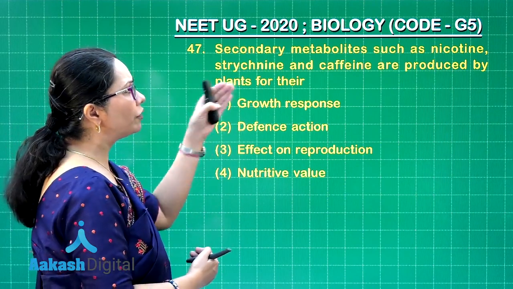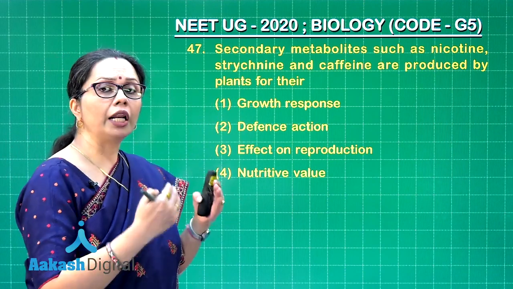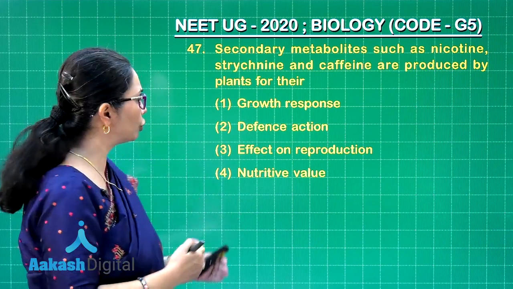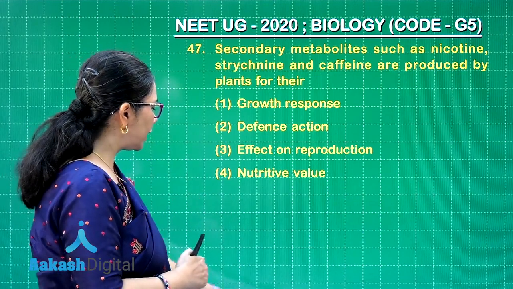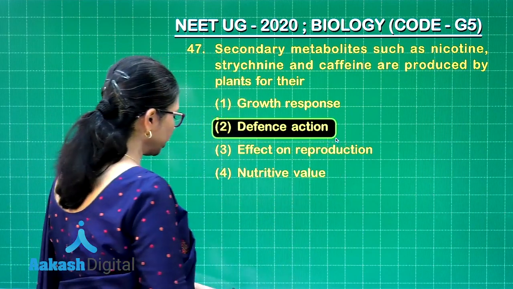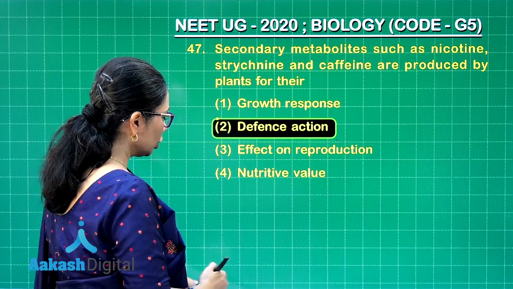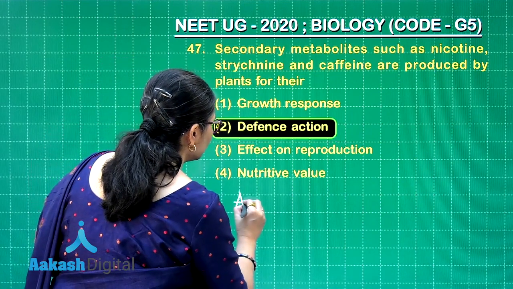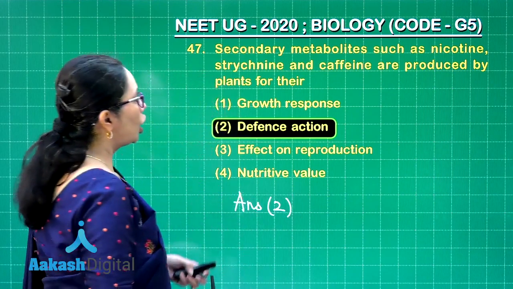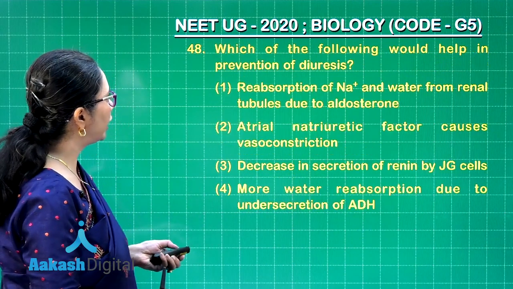But some of these metabolites do have a function in defense action, like even in the case of bacteria, the antibiotic that they produce is also for defense action. So in this case, this is the only option which we can list for these secondary metabolites. So option 2 is our right answer. So from here we can move on to the next question, that is 48.